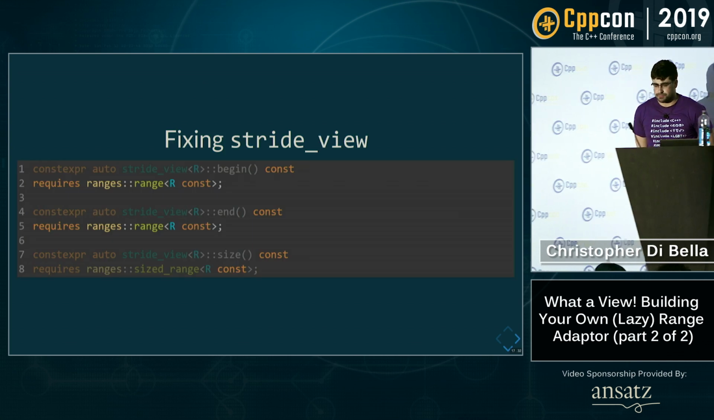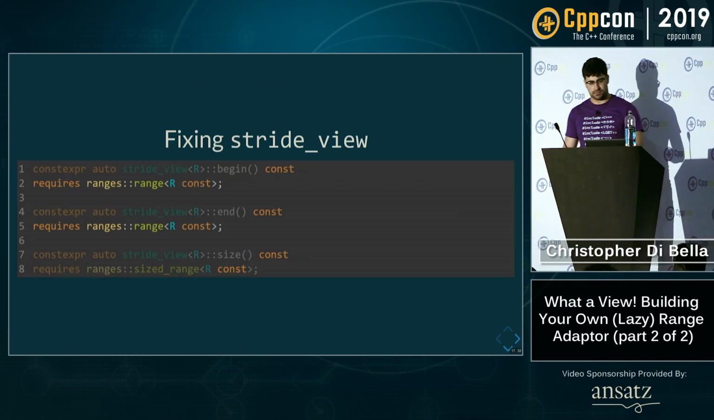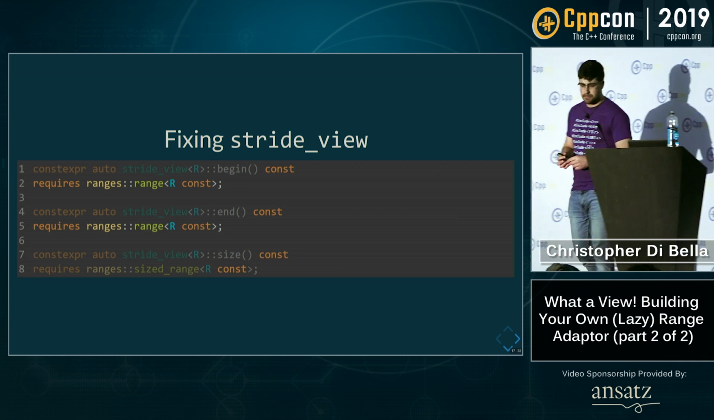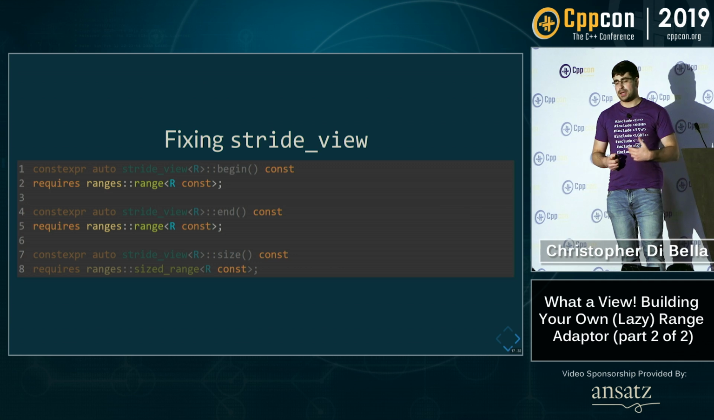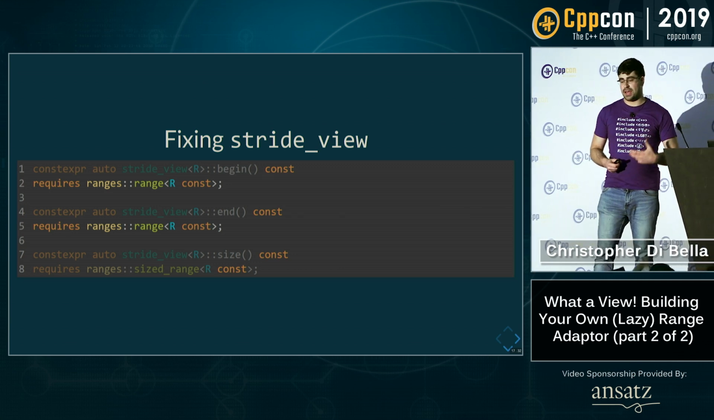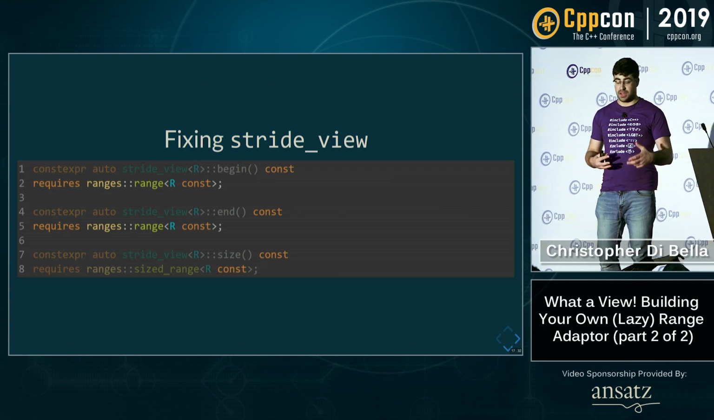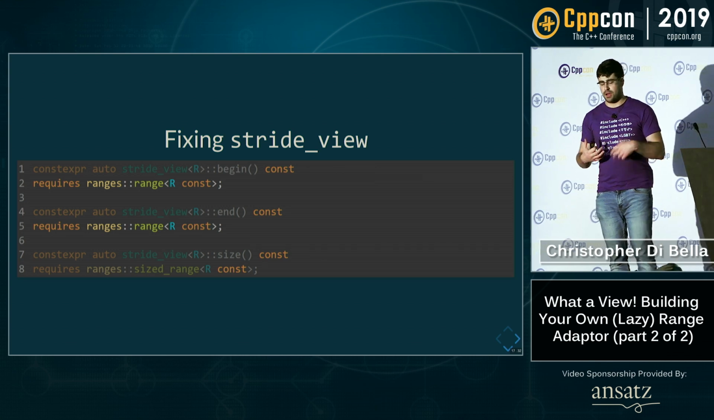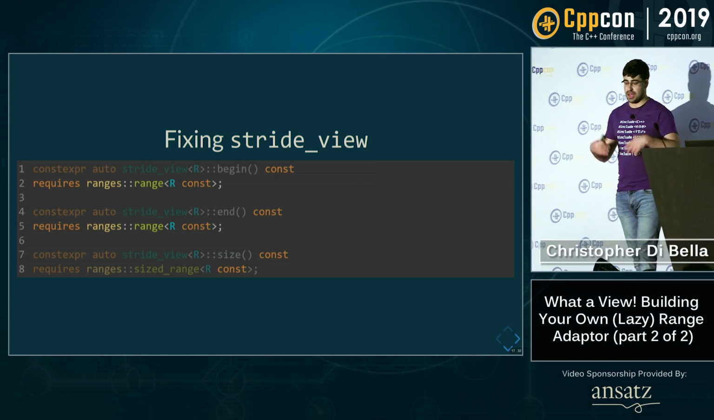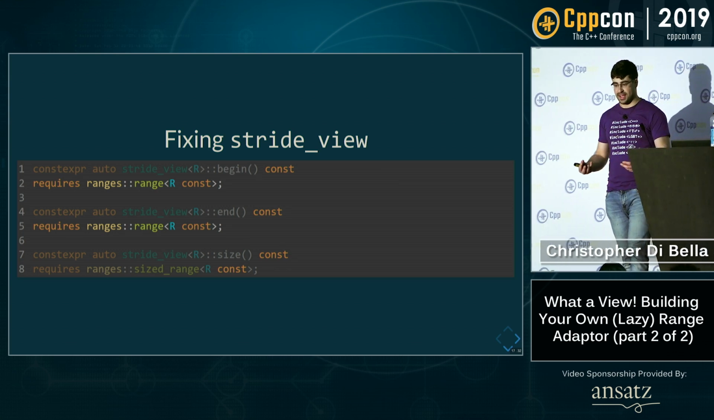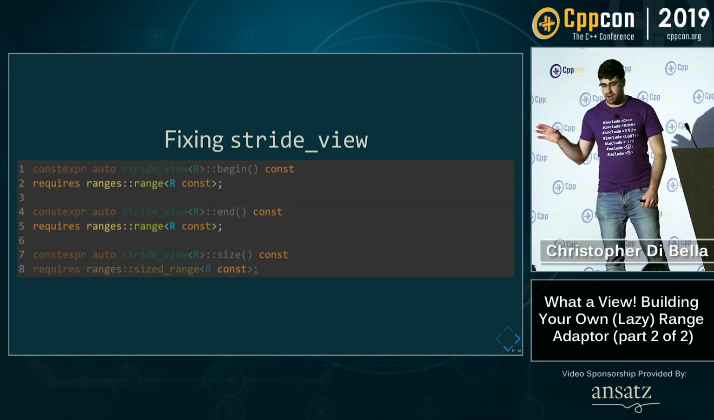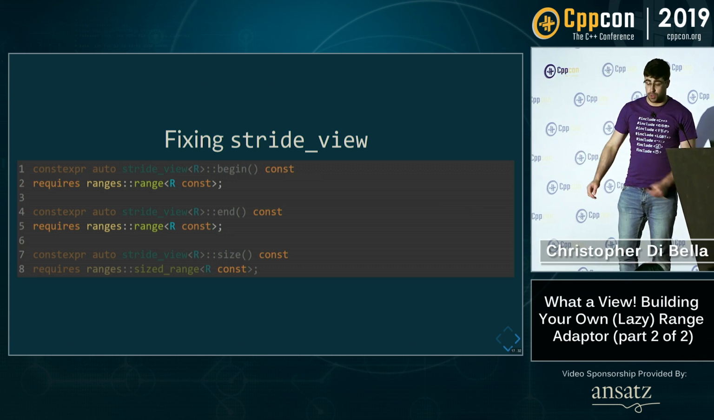And so what we do is we require that for the const qualified begin and end, the const qualified version of R, the base range, models a range, and the overloads only exist in that case. Otherwise, the implementations are identical to what we saw when we first looked at them.